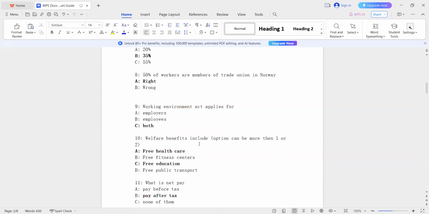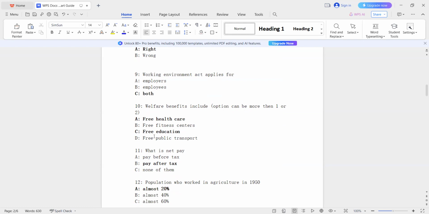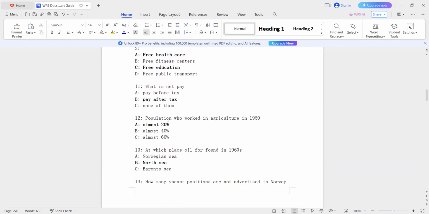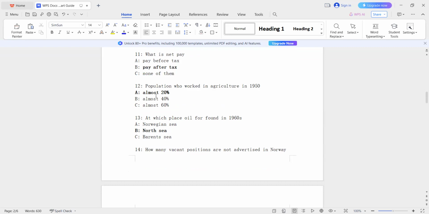Welfare benefits include free healthcare and free education. Fitness and public transport are not included in welfare benefits. The government only has the responsibility to provide us good public transport, but not free of cost, and fitness is our own choice. What is net pay? Pay after tax. The population who worked in agriculture in 1950 was almost 20%, and now it's under 3%, I think, currently. But in 1950, it was almost 20%.